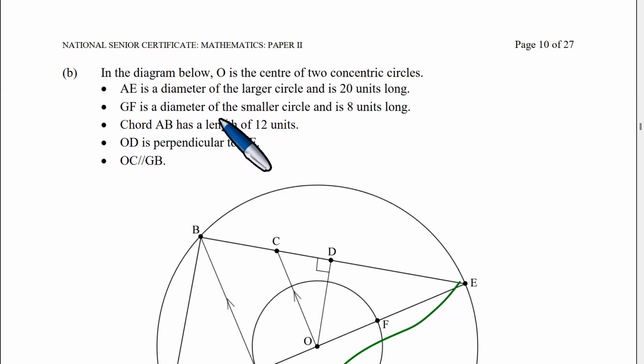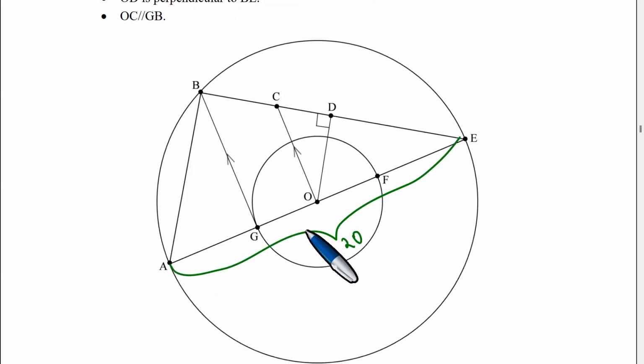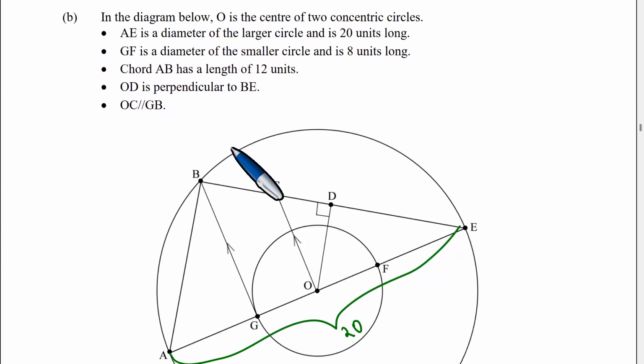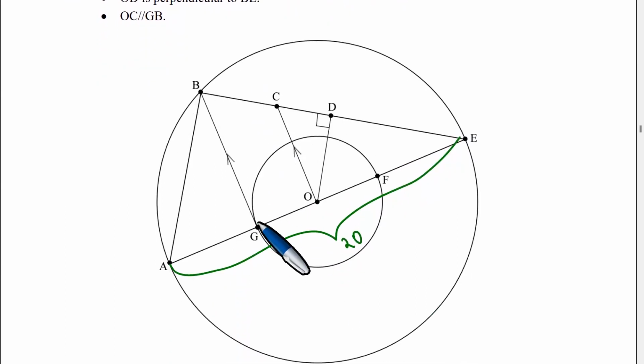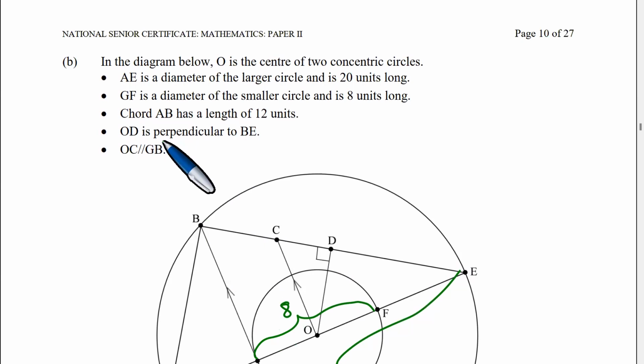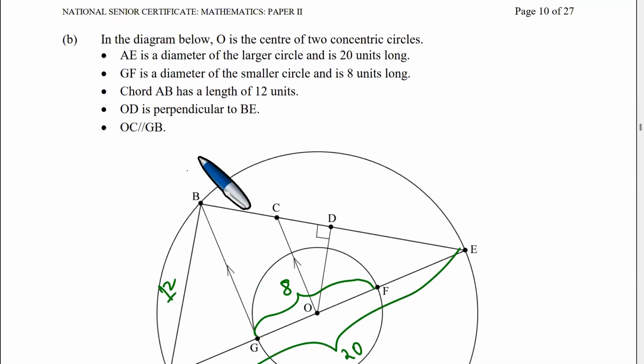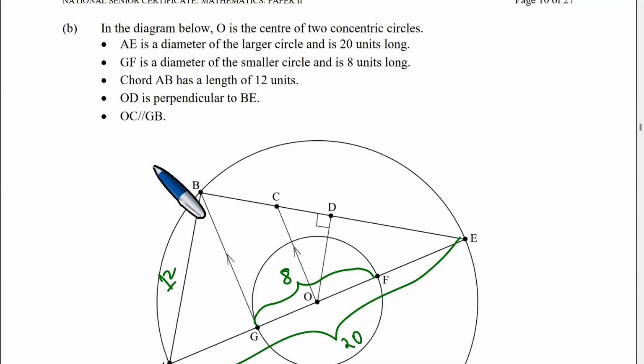Right, GF is the diameter of the smaller circle and is 8 units long. Chord AB has a length of 12. Okay, I'm just putting these things so that we would not forget, because they might ask us some questions. If they give me some values, please always put them in the diagram, just in case they ask, so that you don't get stuck because you just missed some information.